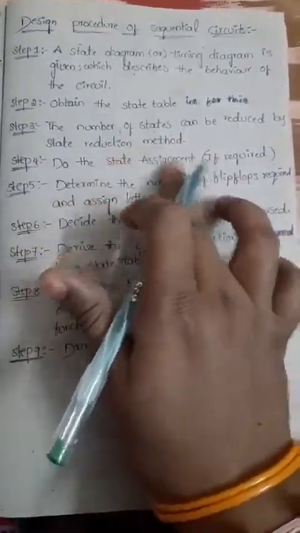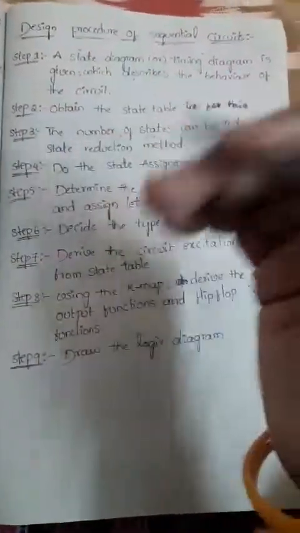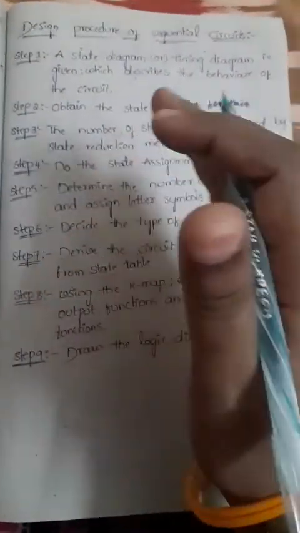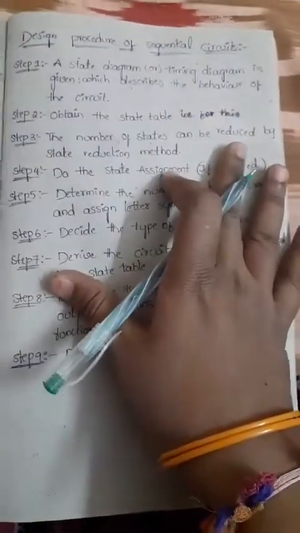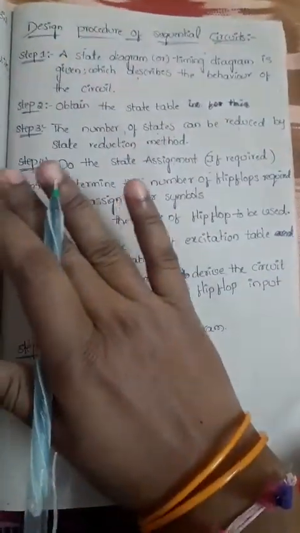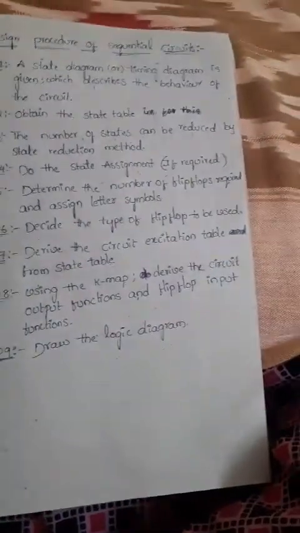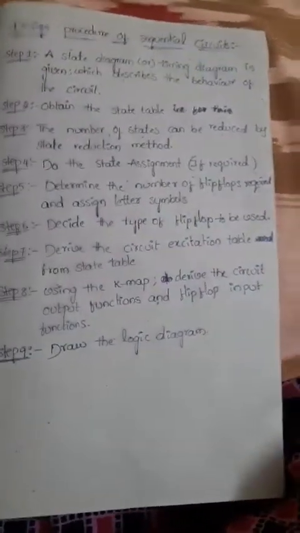So already you know state assignment: after reducing the states, you can go with that state assignment. State assignment means whatever alphabet letters we have in the states will be replaced with binary codes. That is, the states can be represented by binary codes instead of alphabets. That is called the state assignment method.